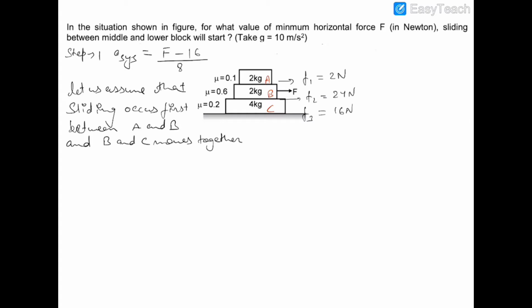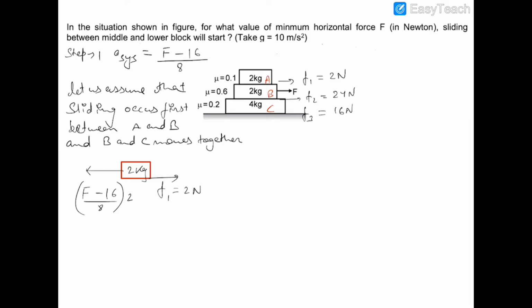So I'm drawing the free body diagram of block A. So this is block A. It has 2 kg mass, and a pseudo force will be acting on this block A because I am in the frame of reference of B and C. So pseudo force will be acting in the reverse direction, and its value will be M a system. So F minus 16 upon 8 into the mass of the block, which is 2. So this is the pseudo force, and the friction which will prevent the sliding will be acting in the forward direction.